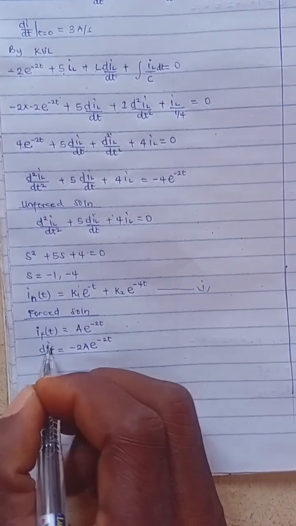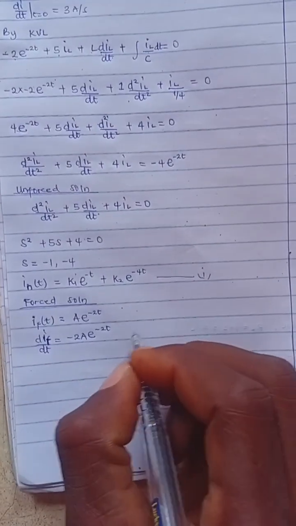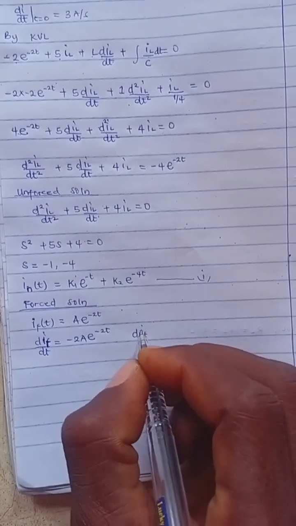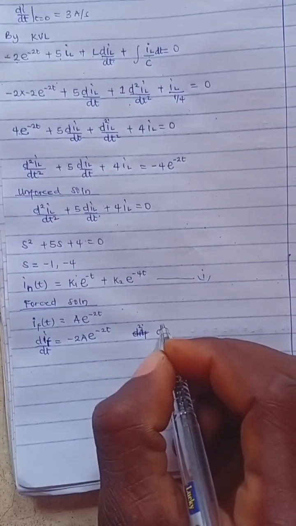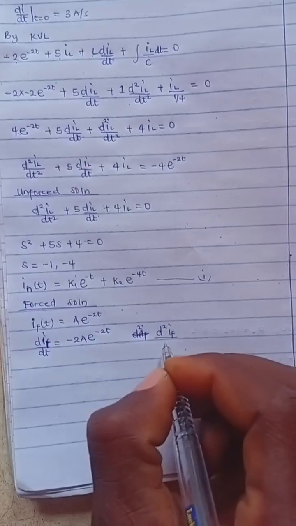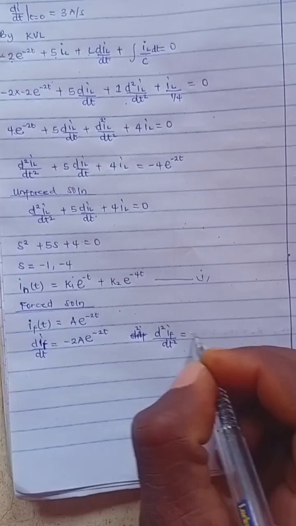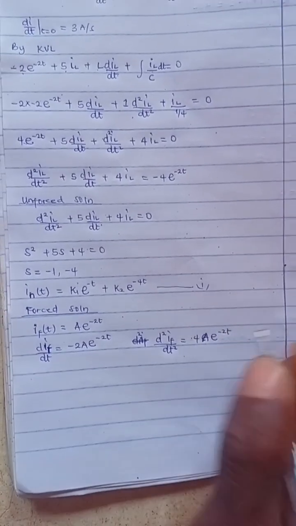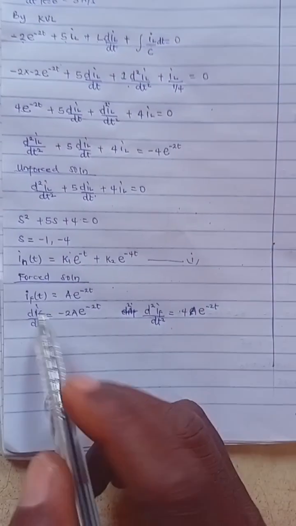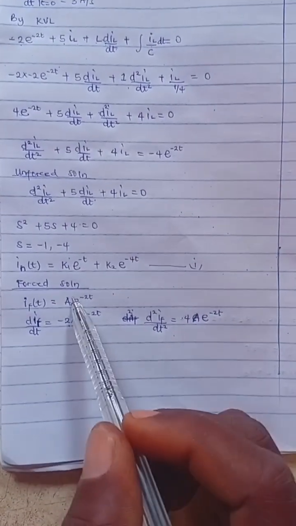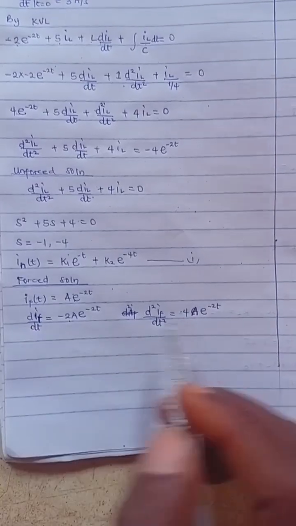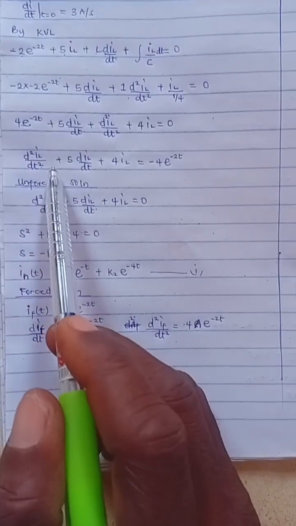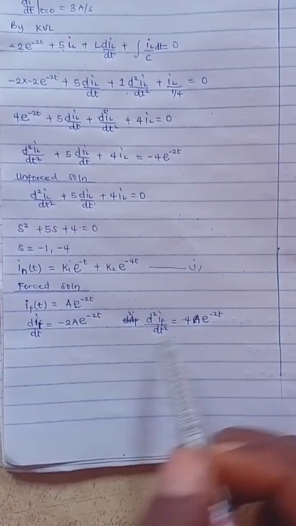If you differentiate I f with respect to time, and then differentiate again, the second derivative of I f with respect to time, you would get 4a exponential minus 2t. I believe you are all following. This is just a simple derivative. You differentiate this once, you get this. You differentiate this twice, you get this. So we substitute that into our differential equation, this very equation.